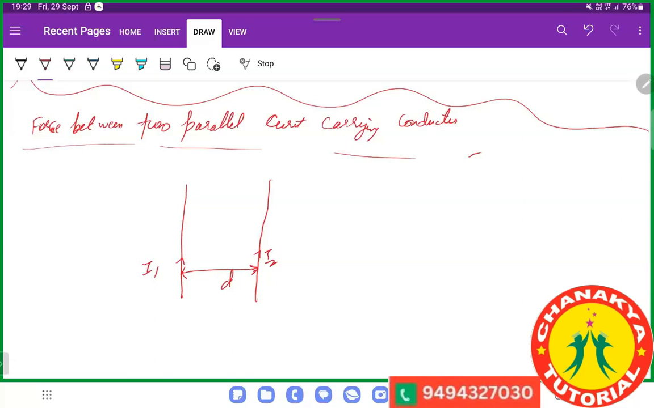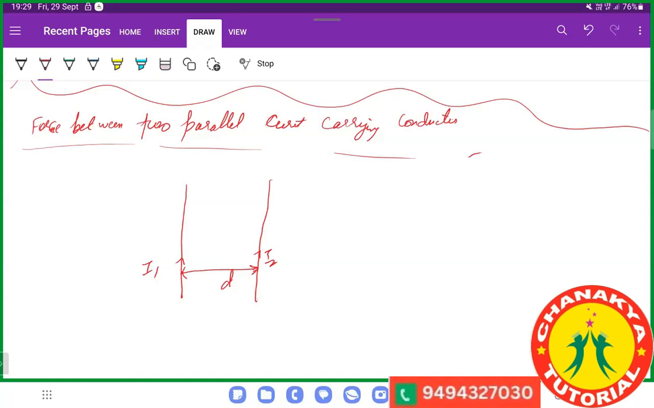Okay, so this one is very, very easy. This statement comes after every formula, but this one is literally easy. Now, what we are doing here: there are two conductors from which current is passing, as you can see here, I1 and I2. Just listen to what I'm saying. Clearly, it's very easy.